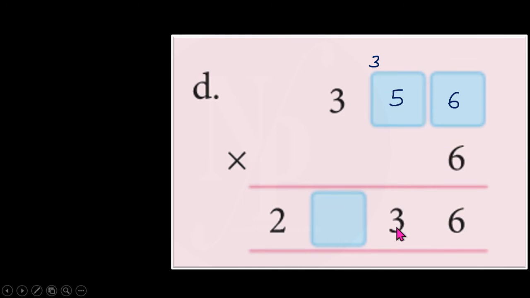So we write 3 here, and 3 is carried forward to the hundreds place. And again we multiply 3 by 6. 6 threes are 18. 18 plus 3 is 21. So here there should be 1. 2136 is the product of 356 and 6. So we should fill these boxes by writing 5 and 6 here and 1 in this space.